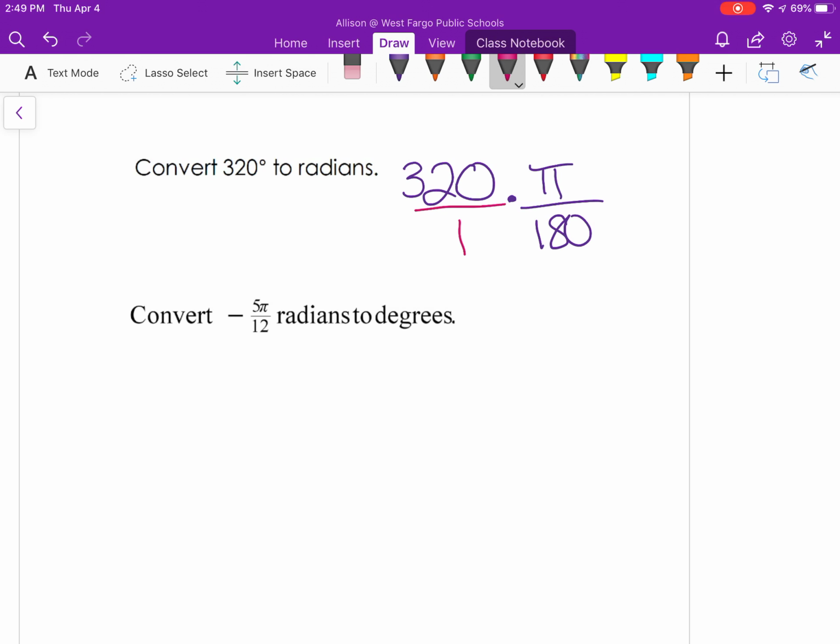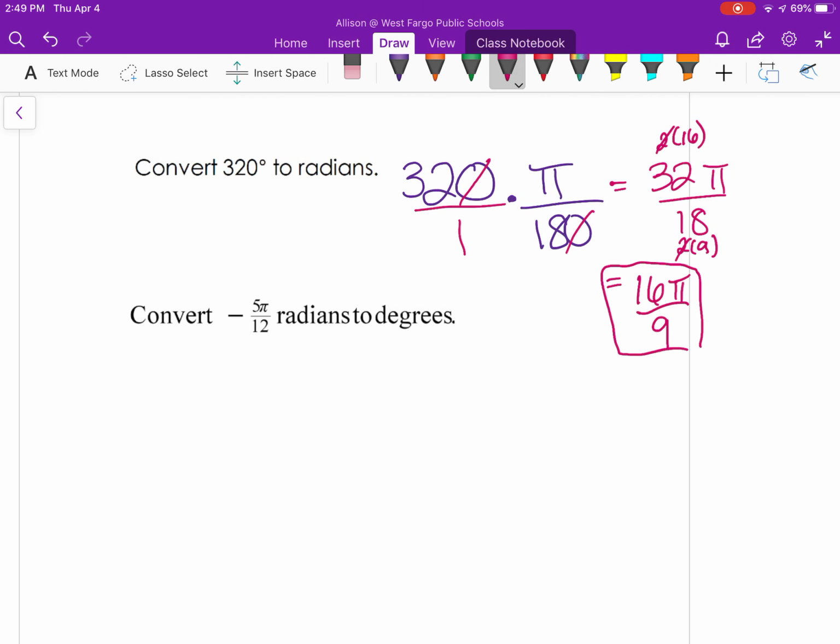I know I can divide by 10 first and get 32 pi over 18 because both of these are divisible by 10. And then 32 and 18 are both divisible by 2. So 32 is 2 times 16, and 18 is 2 times 9. So we can take out a factor of 2. So we would get 16 pi over 9. And that's as far as I can simplify there. That's the only common factor they have. So 320 degrees is the same thing as 16 pi over 9 radians.